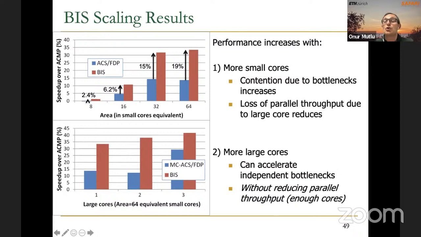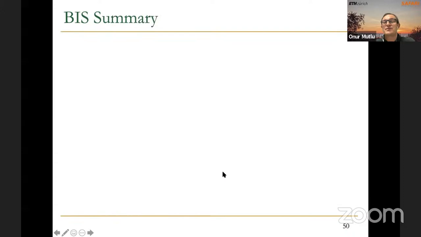It can accelerate independent bottlenecks without reducing parallel throughput, as long as you have enough cores. So you can see that if you have three large cores, the performance is the highest. And that sounds good in a sense. Okay, and that's the summary of BIS.